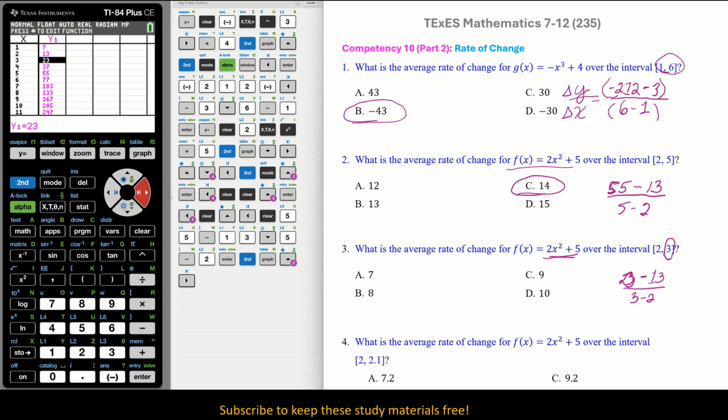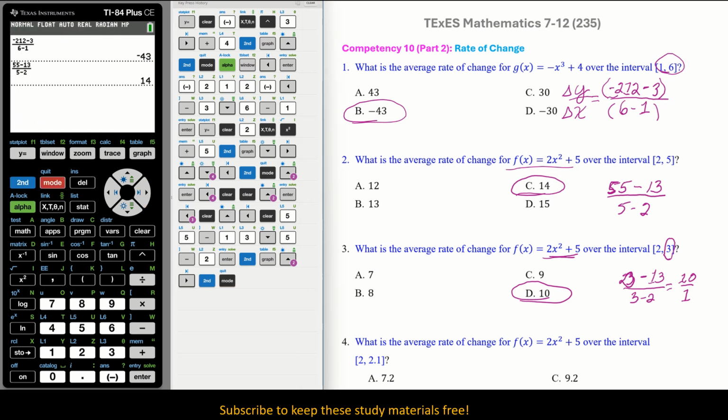Well, I can already see that 23 minus 13 is 10, and that's over 1. So the value has to be option D, 10. But just to do it, we can just go up real quick, capture it, okay?